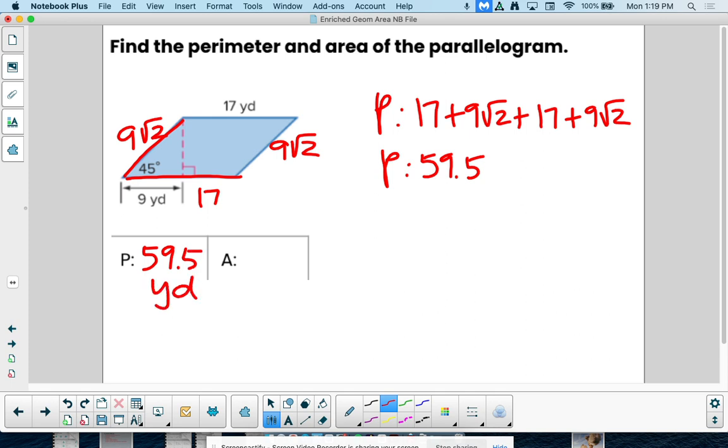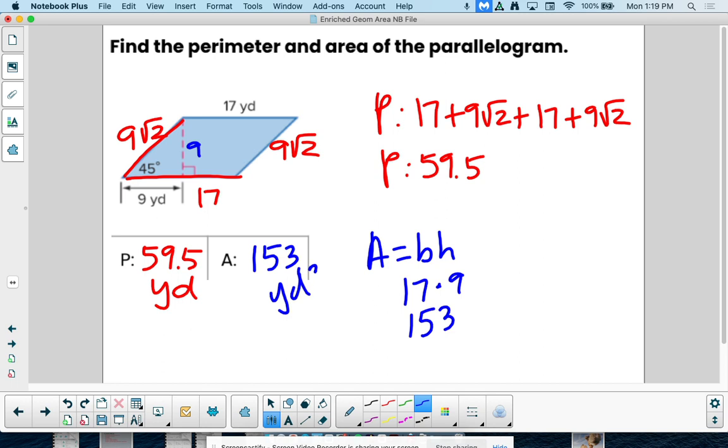Okay, area. What's our base? 17. What's the height? 9. Right, this leg matches that leg, so 9. 17 times 9? More than 57. 153. There we go.